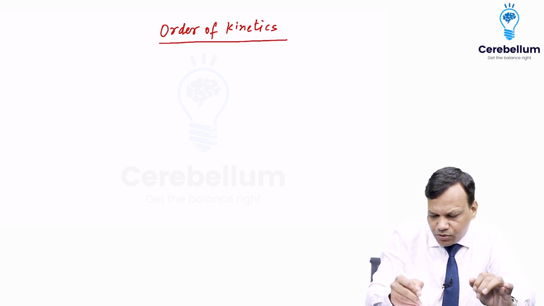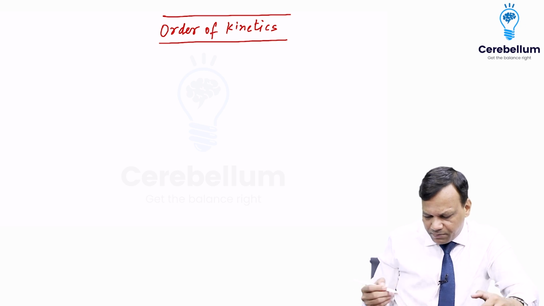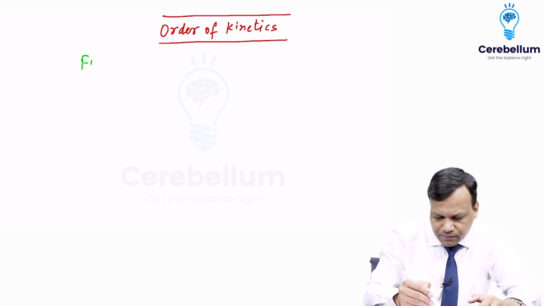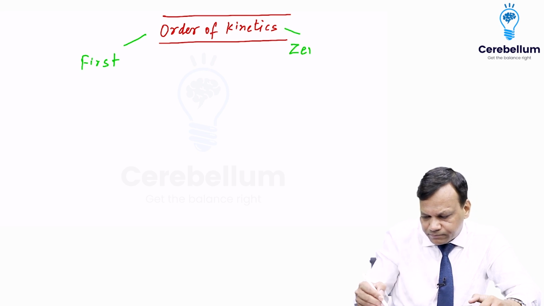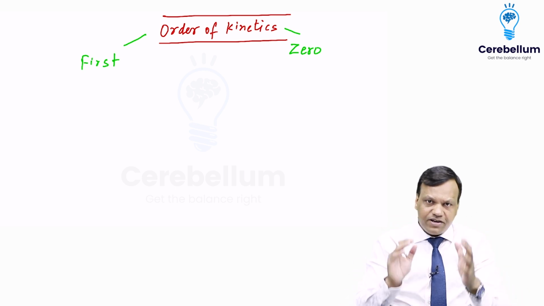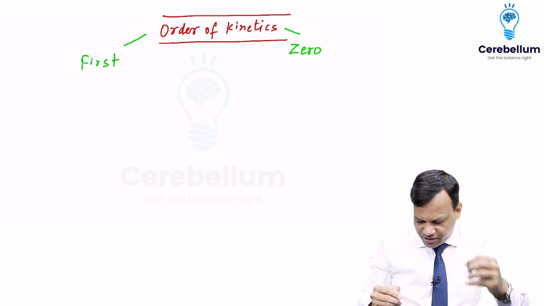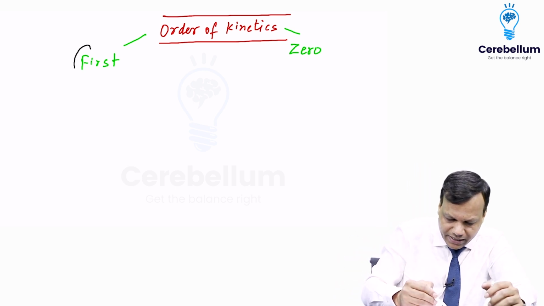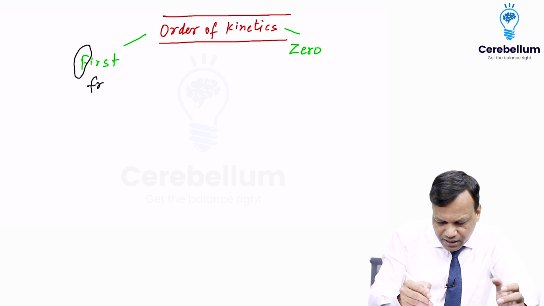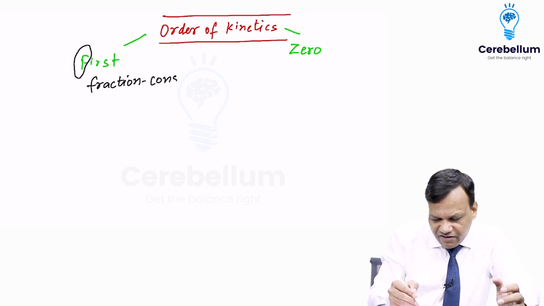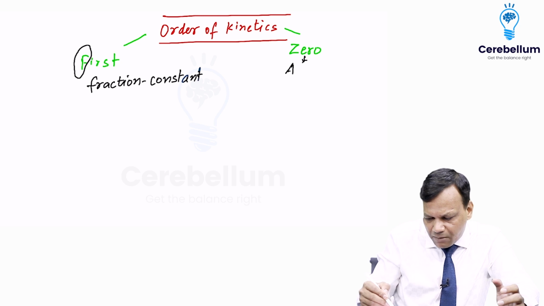Drugs follow two types of kinetics. They may follow first order kinetics and they may follow zero order kinetics. And you can remember everything about them from the first letter of first order kinetics, that is F. The meaning is, in first order kinetics, fraction is constant. F means fraction is constant, whereas in zero order kinetics, amount is constant.